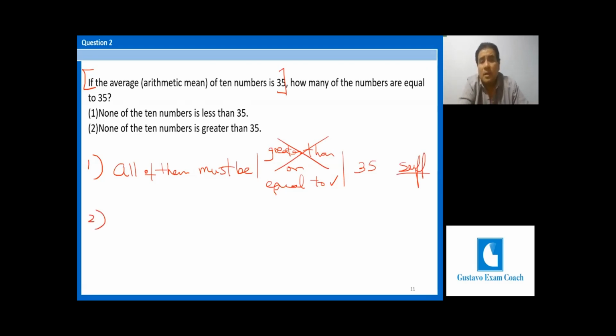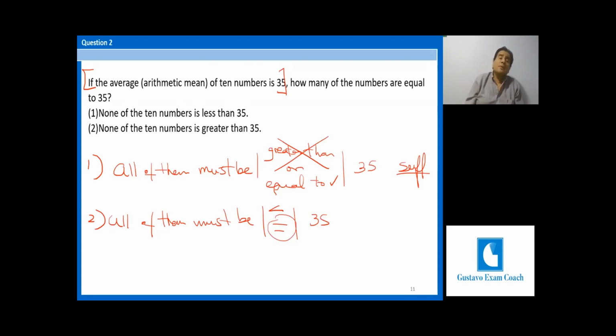For the second statement, none of the 10 numbers is greater than 35 means that all of them must be the opposite, less than or equal to 35. But if all of them are 35, that's okay with the premise that the average must be 35. So this is good. But what about less than? Could any of the numbers be less than 35 while the others are 35 and still the average be 35? No, that's impossible. So this option cannot be. Again, you have an answer, and both statements are sufficient.